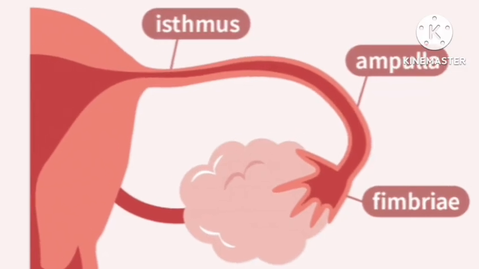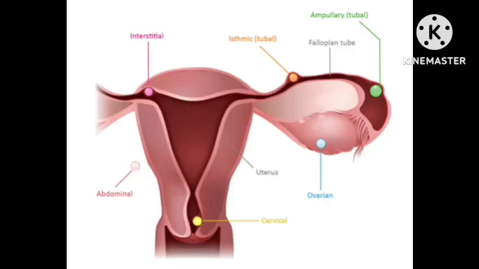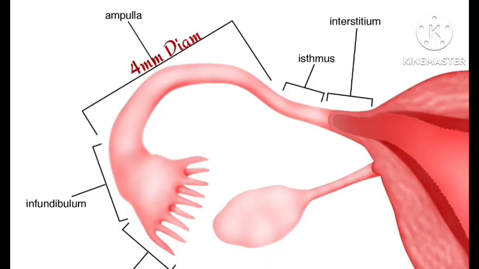Second one is the part of the uterine tube medial to the infundibulum, called ampulla. It has a thin wall, dilated and tortuous. Third one is the ampulla is about 4 mm in diameter. This is the site for the fertilization.